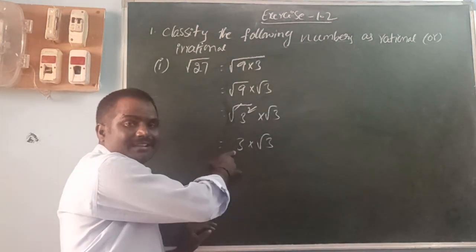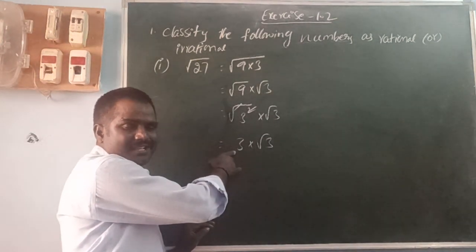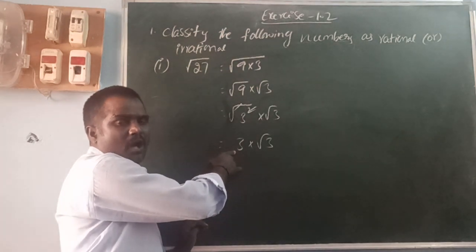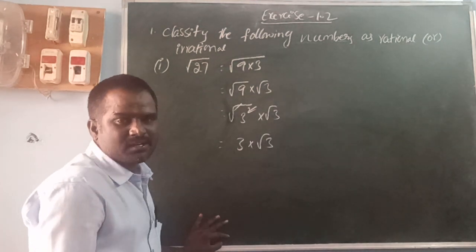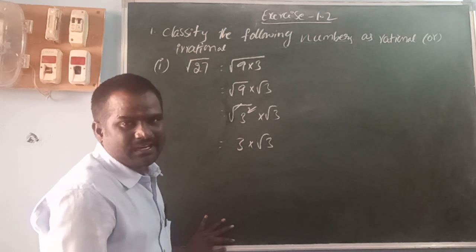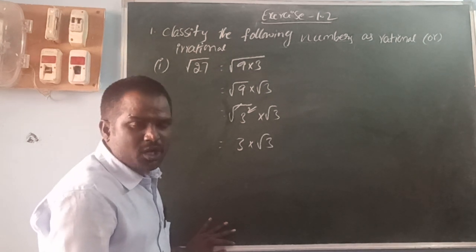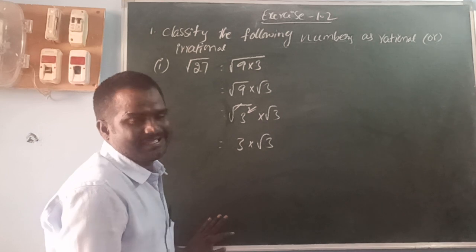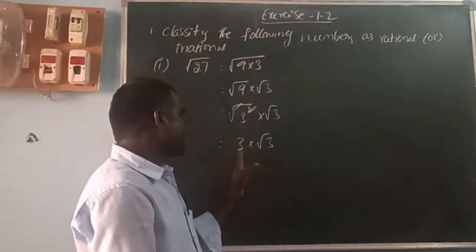Here 3 is a rational number. All natural numbers, all whole numbers, all integers are rational numbers, but rational numbers need not be natural numbers, whole numbers, integers. Okay, so here 3 is a rational number.